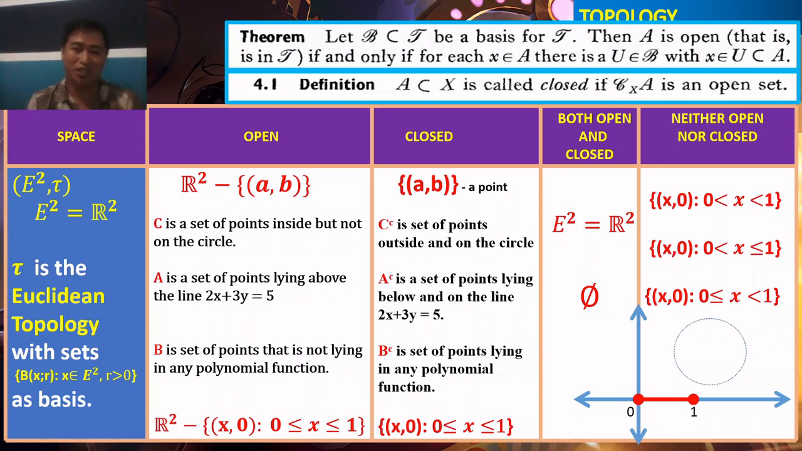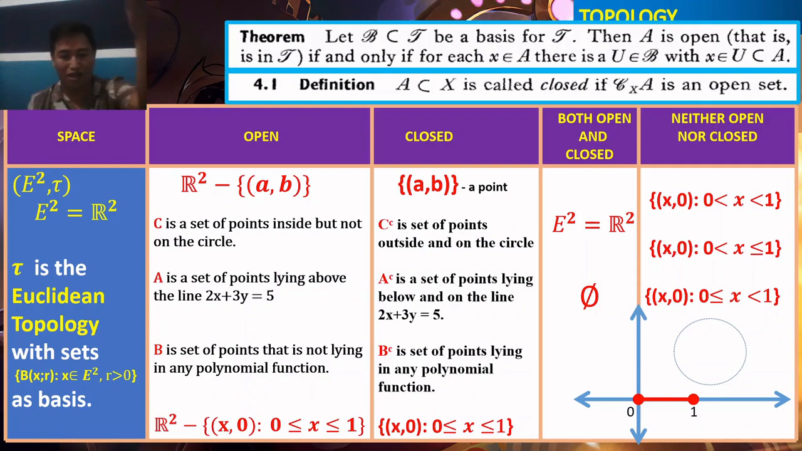Okay, another pa jud. Sir, what if i-combine na ko ang points lying above the line and below the line? Pwede gihapon, class. So, the set of points lying above the line and below the line, open gihapon kay that is union of open sets. Diba? Kay open man ang above ug open man ang below. So i-combine nimo tong duha, above and below the line is open. So yung complement class is the set of points lying on the line. So ang naa na lang sa line, closed.